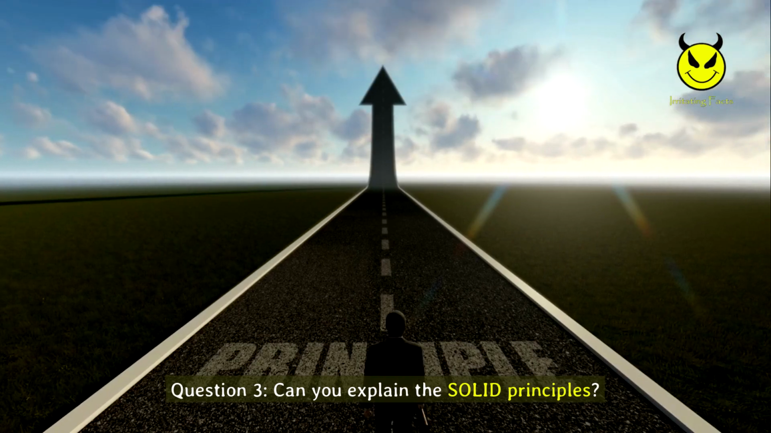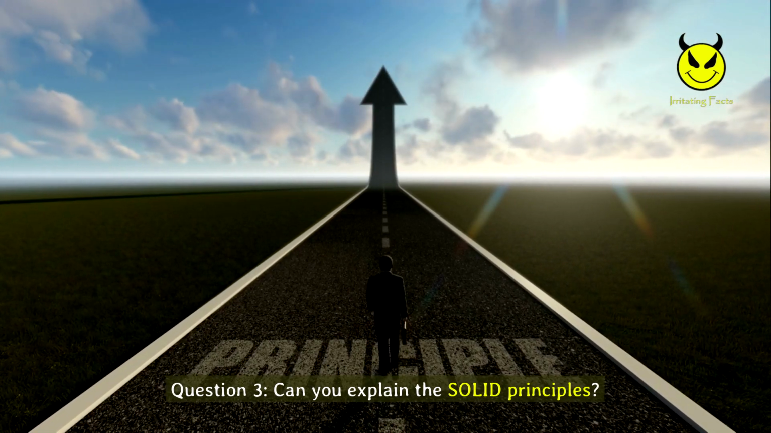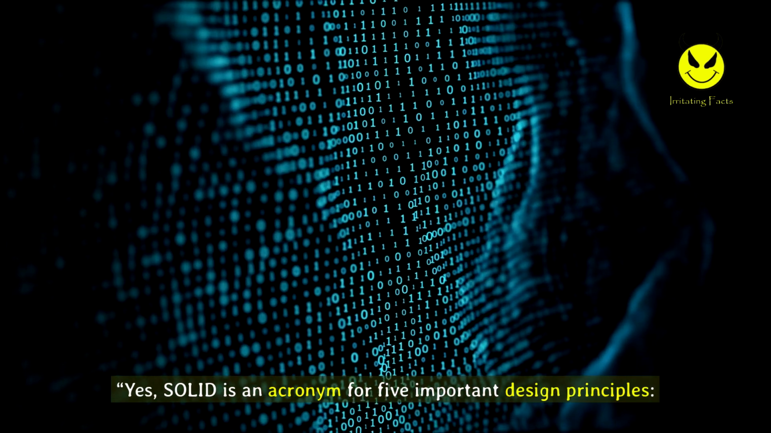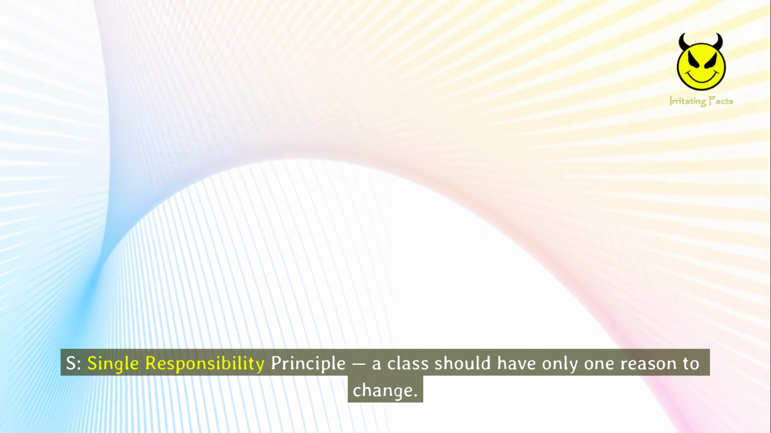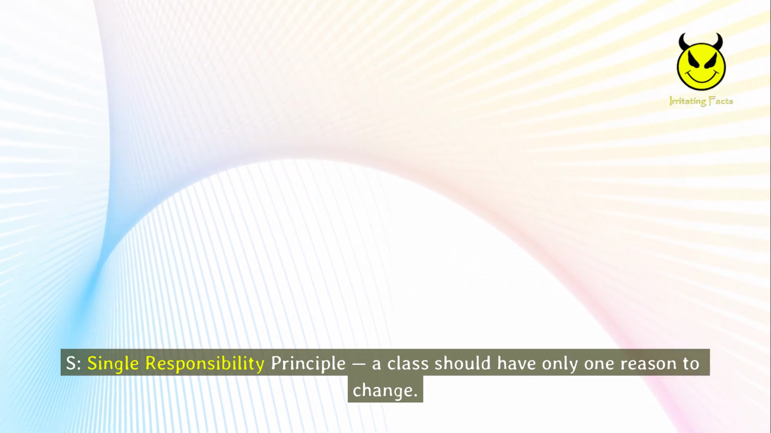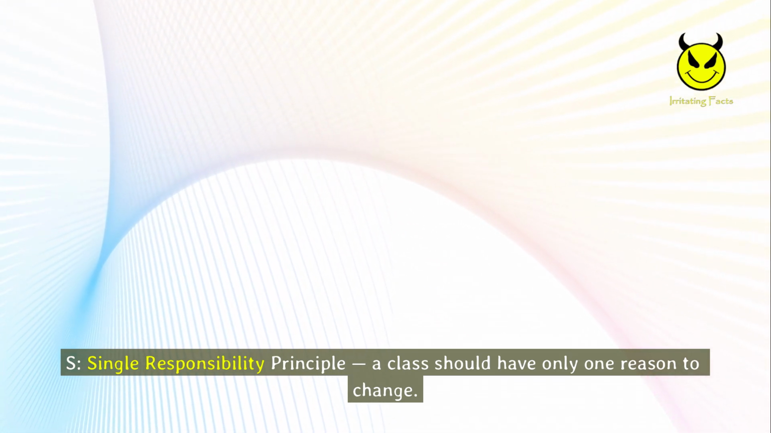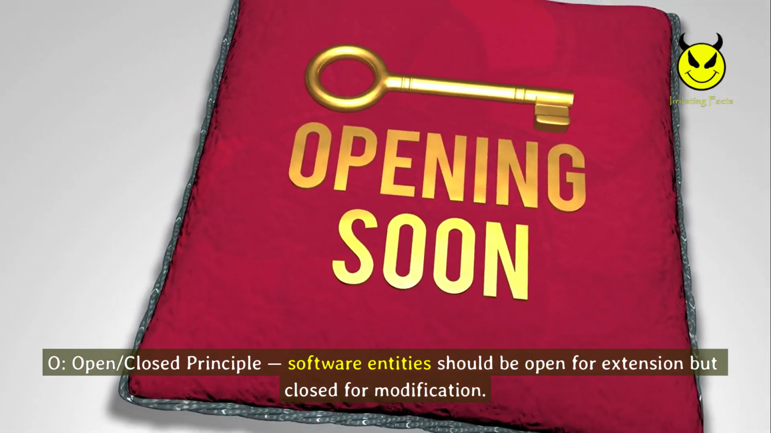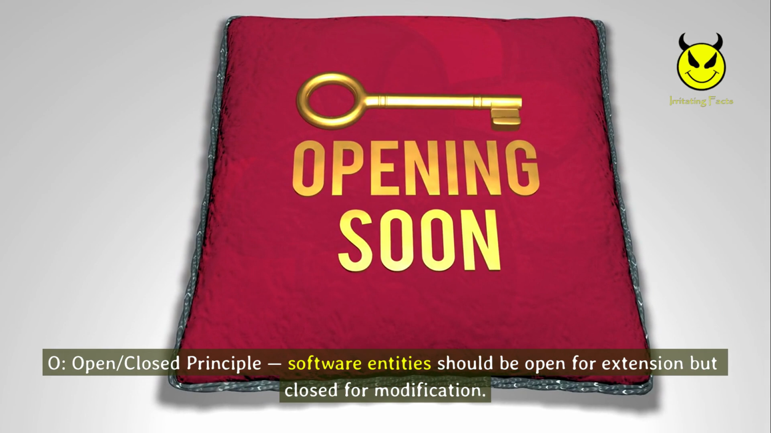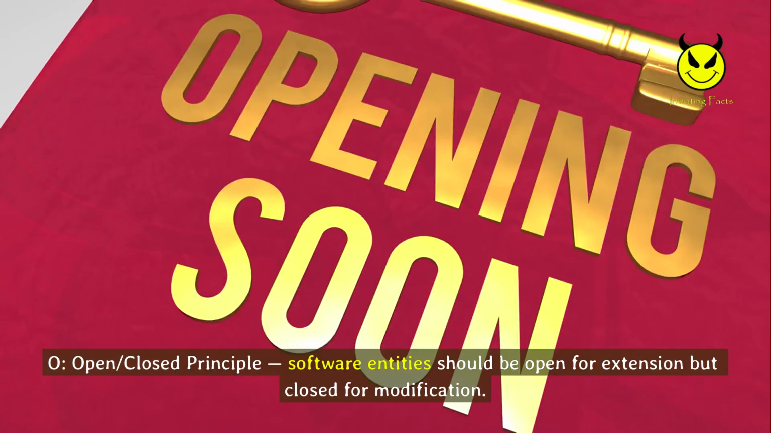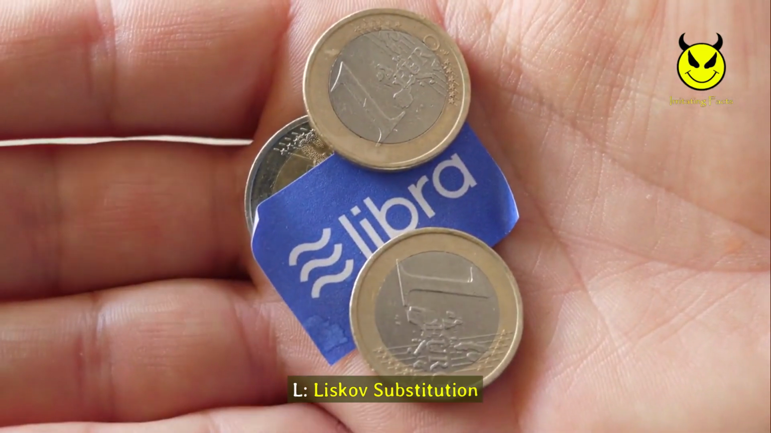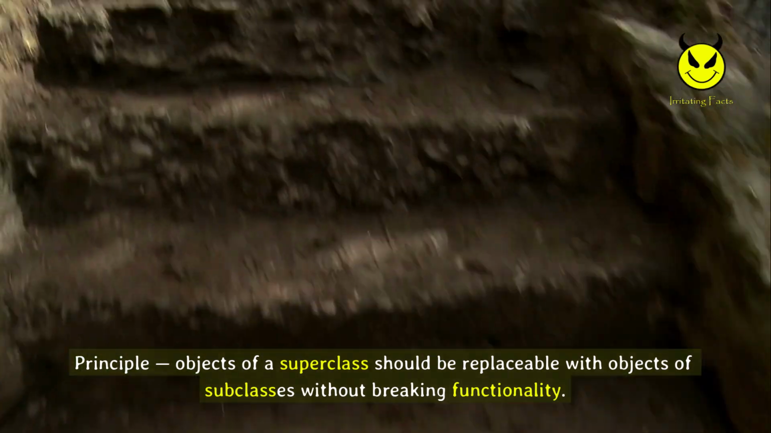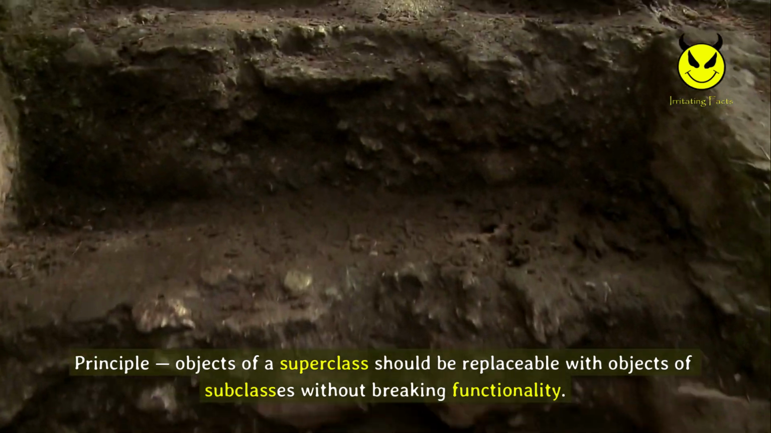Question 3. Can you explain the SOLID principles? Here's the answer. Yes, SOLID is an acronym for 5 important design principles. S. Single responsibility principle. A class should have only one reason to change. O. Open closed principle. Software entities should be open for extension but closed for modification. L. Liskov substitution principle. Objects of a superclass should be replaceable with objects of subclasses without breaking functionality.